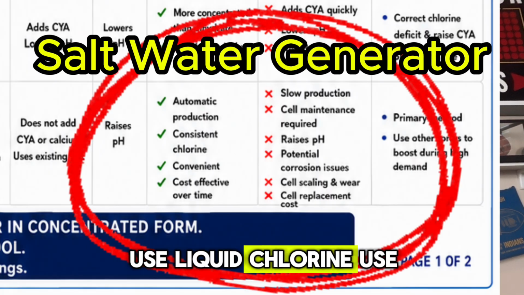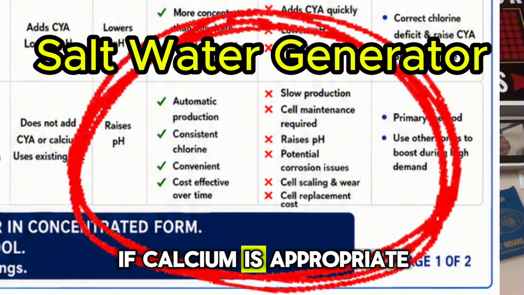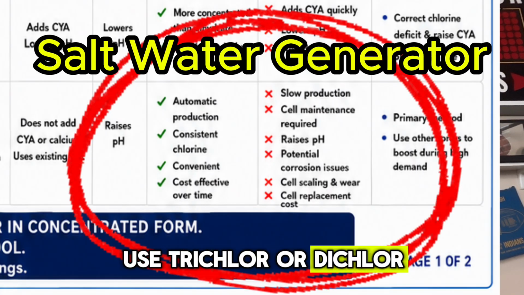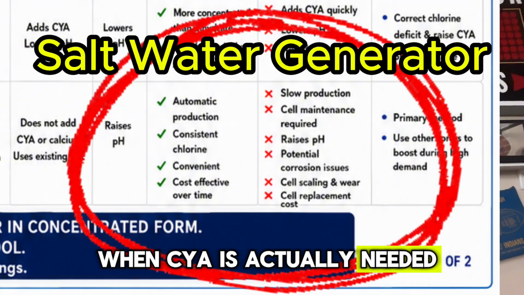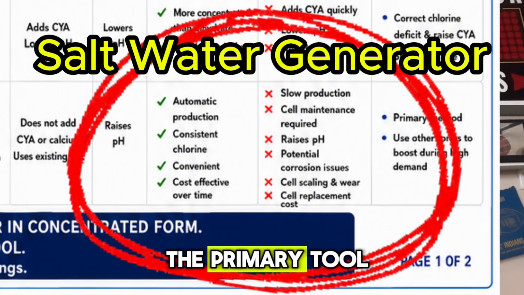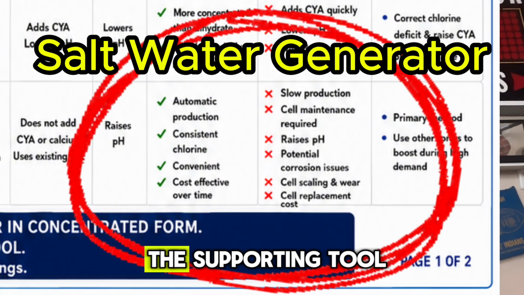A salt system is an excellent primary chlorination method, but it is not designed to instantly overcome chlorine deficit. When it falls behind, help it. Use liquid chlorine. Use Cal-Hypo if calcium is appropriate. Use Trichlor or Dichlor when CYA is actually needed. The salt system remains the primary tool. The other chlorine is the supporting tool.